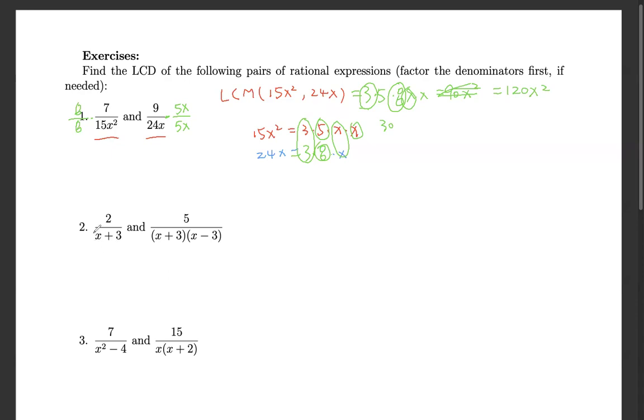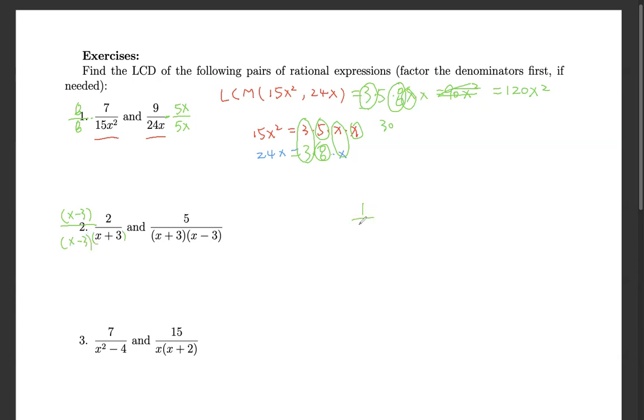Second one, the first one has one factor, x plus 3. The second one has x plus 3 and x minus 3. So obviously, the least common denominator is x plus 3 times x minus 3. So this one, we don't have to do anything. Just the first one, we want to multiply x minus 3 over x minus 3, right?